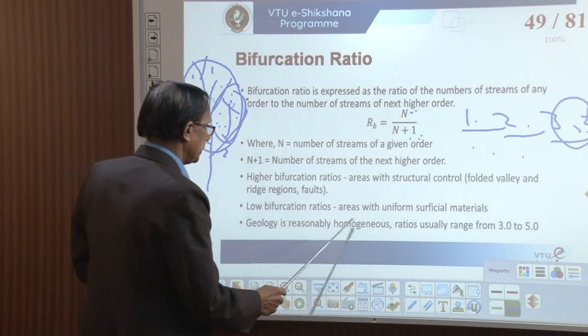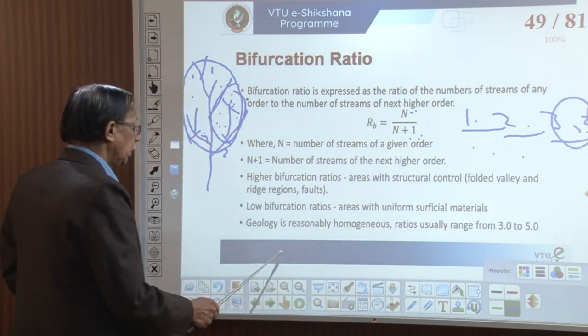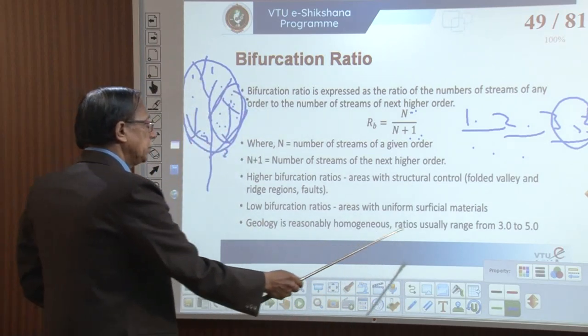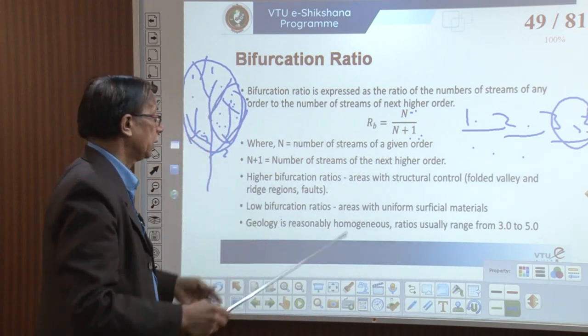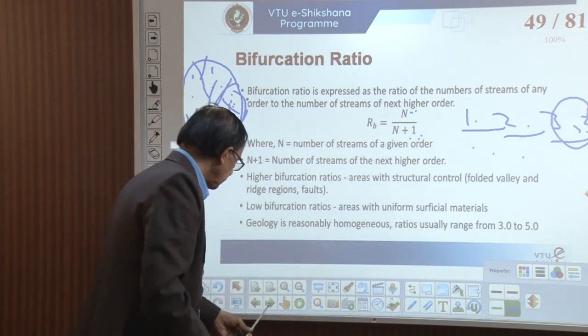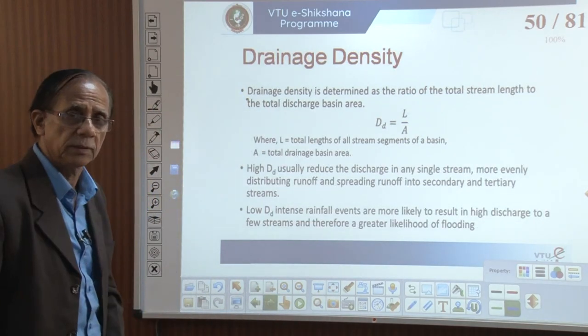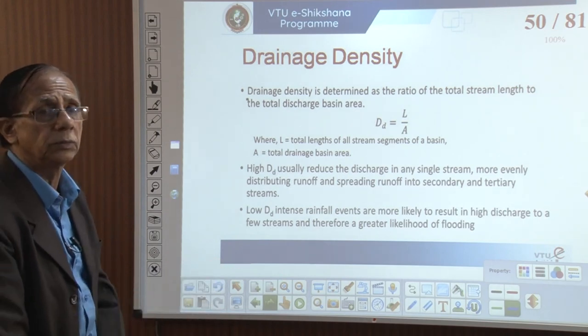A low bifurcation ratio, between 3 and 5, means an area with uniform surface material, with geology reflecting homogeneity. More than 5, 6, 7 at a local level may indicate some structural disturbance. Another one is drainage density. Especially for flood control and watershed development, we are all concerned with drainage density.